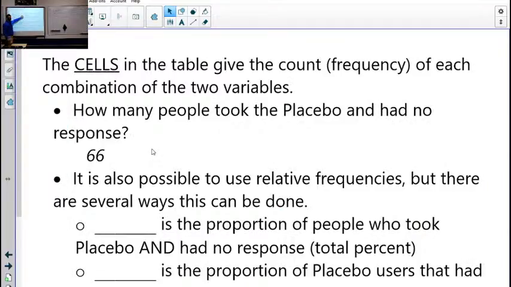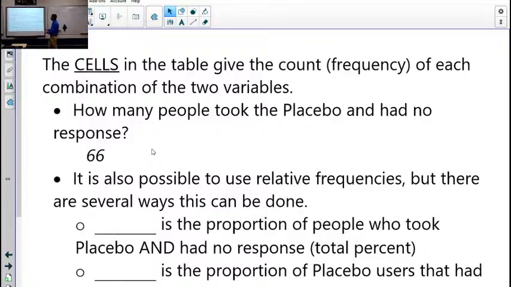Now, the cells are basically each spot in the table. So when I say a cell, that's what I'm talking about. Hopefully, if you've worked with Excel or the matrix function on your calculator, then you might be a little bit familiar with that.